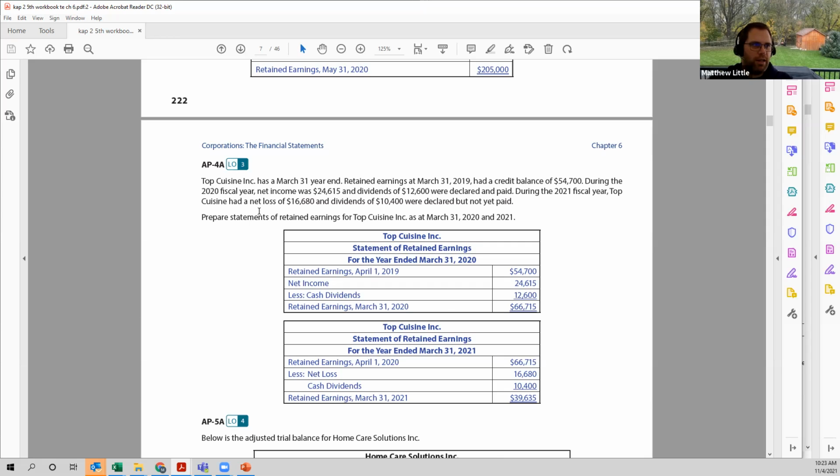The next year, we had a net loss of 16,680. So we'll subtract or less net loss. And dividends of 10,400 were declared but not paid. But yet, once they're declared, they reduce retained earnings and go into a dividends payable account as a liability. So we subtract them from the statement of retained earnings. That gives us a closing retained earnings as of March 31st, 2021 of $39,635.